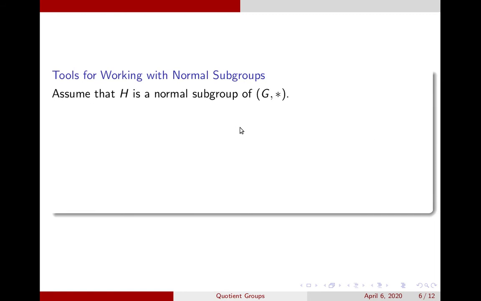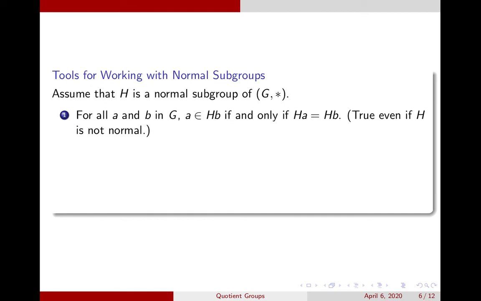Okay, some tools for working with normal subgroups. The first is something that is true for any subgroup. This doesn't depend on H being normal. You have two elements of the group G, and if the first element, little a, is in the right coset determined by the second element, then the two cosets have to be the same. This was really our primary tool in our last module for working with right cosets. Okay, this is true even if H is not normal.